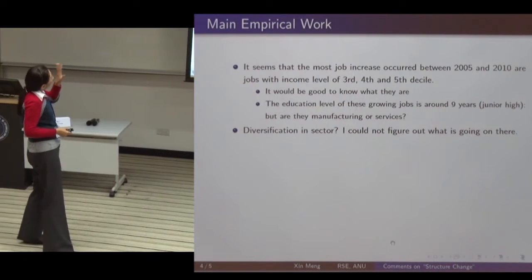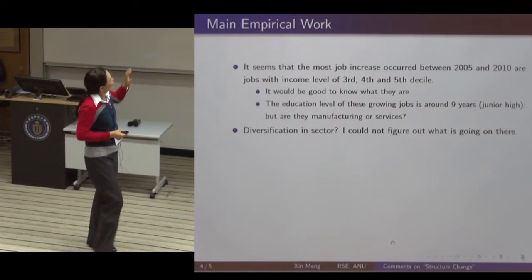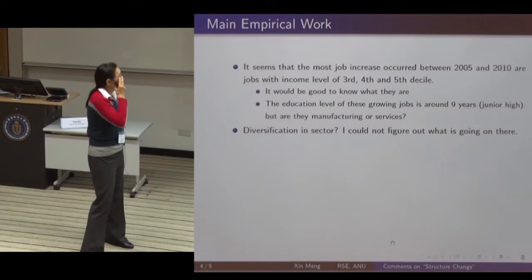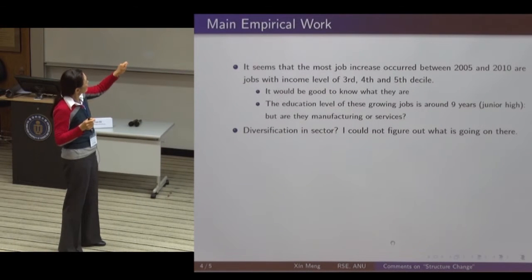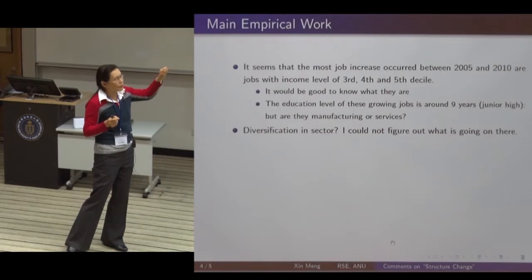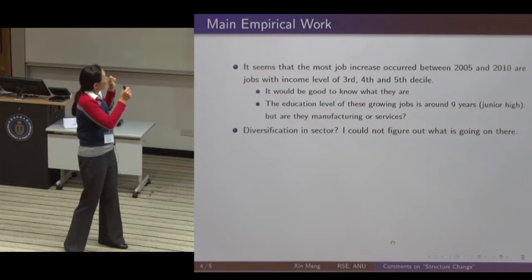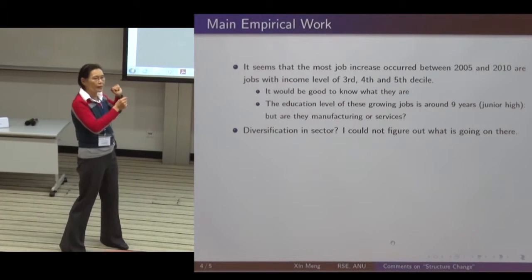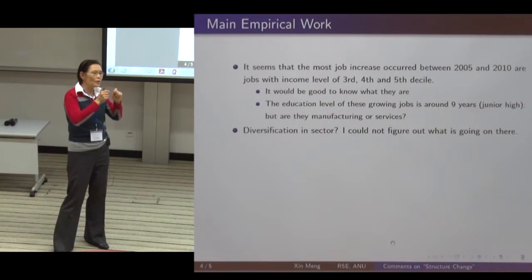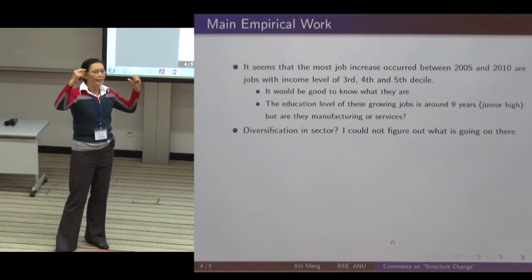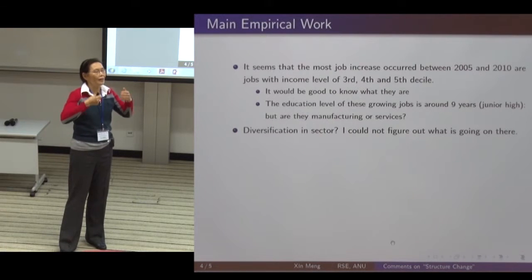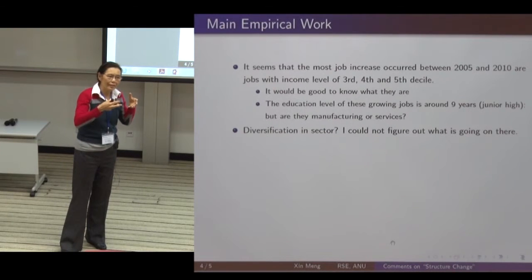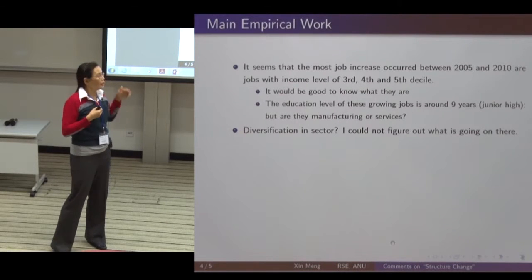And then the main empirical work. From your two charts, I think the main number of job increase occurred in the third, fourth, and fifth deciles. And these deciles have average years of schooling of 9 years. So over this time, if we think this is the demand side, then the demand for 9 years of education increased dramatically.